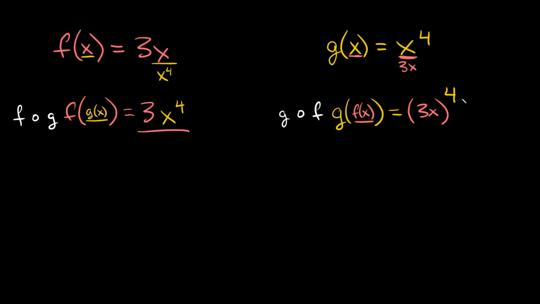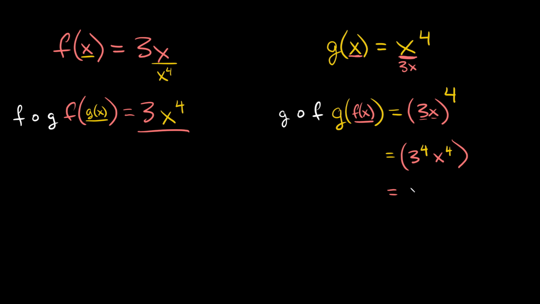Now, in order to simplify this, the way you apply this exponent is you have to apply it to everything that's in the parentheses. So we have to apply it to the 3 and to the x. Then this is going to be equal to, in parentheses again, 3 raised to the 4th times x raised to the 4th.